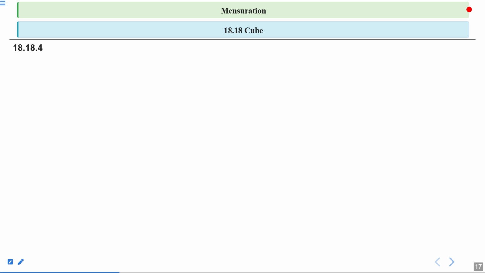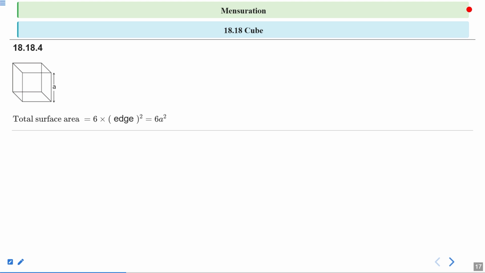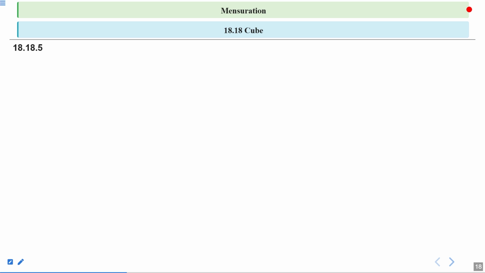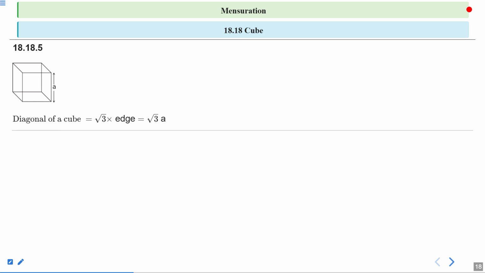Next one, 18.18.4 of cube. So this is the diagram. The total surface area will become 6 times edge square, or 6a square, is the total surface area of the cube. Next one, 18.18.5 of the cube. So this is the diagram. The diagonal of the cube is root 3 times edge, or root 3a, or side.